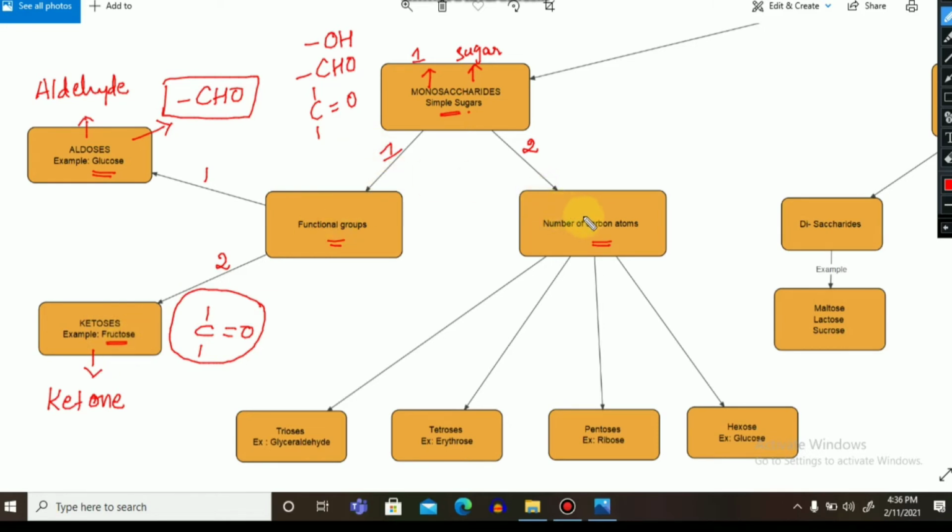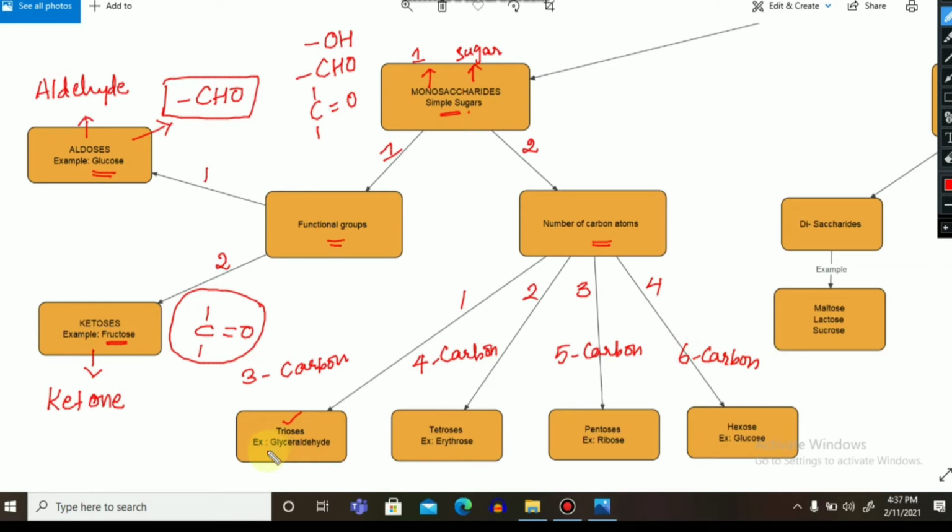Now coming to the number of carbon atoms, again you have four divisions. The first one is trioses, which is three carbon atoms. Tetroses, tetra is four, so here you have four carbon atoms. Pentoses, five, and hexoses, six. Let us see the examples.